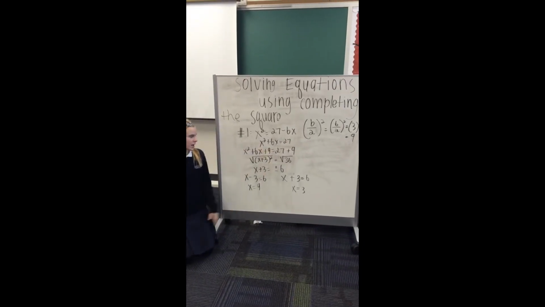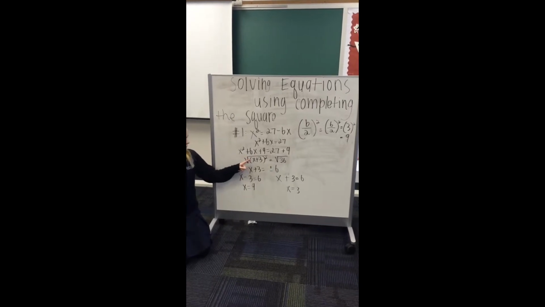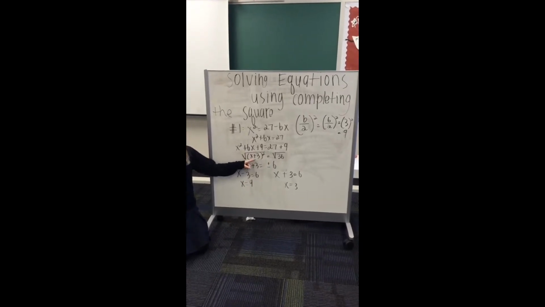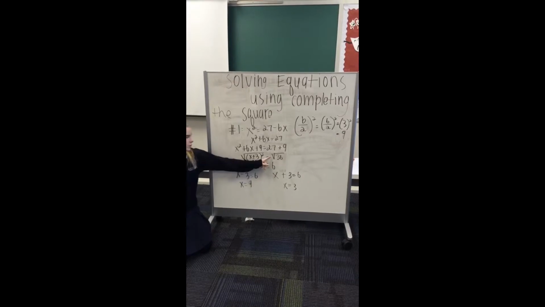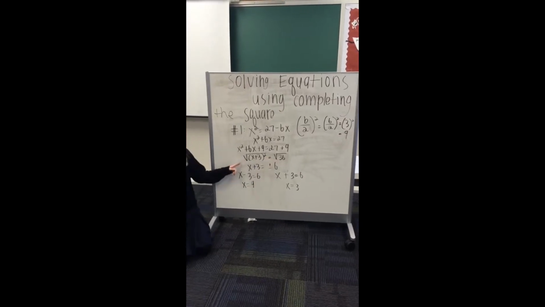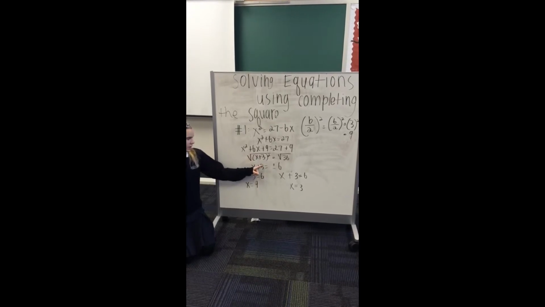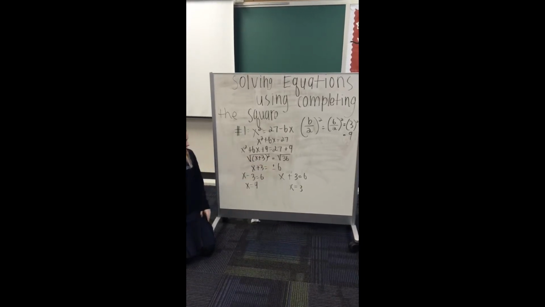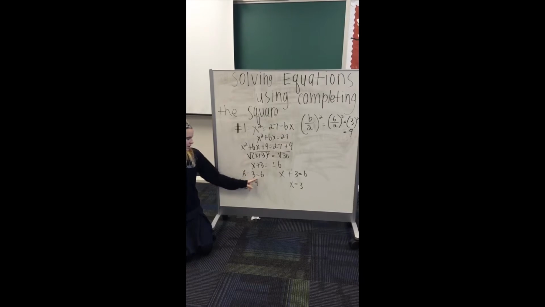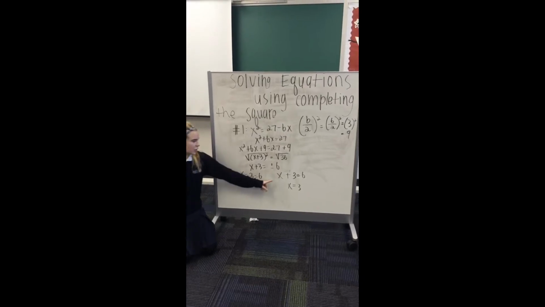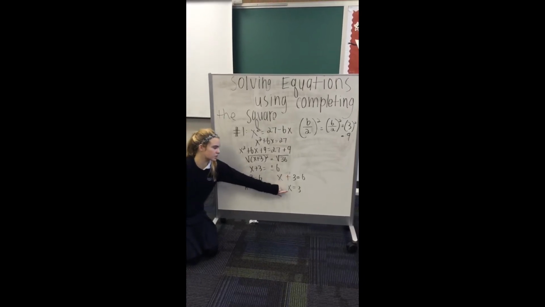equals 27 plus 9. Then you take the square root of both sides and put in parentheses x plus 3, parentheses squared equals square root of 36. These cancel out, so you get x plus 3 equals positive or negative 6. Then you do x plus 3 equals 6, which equals 3, and x plus 3 equals negative 6, which equals negative 9.